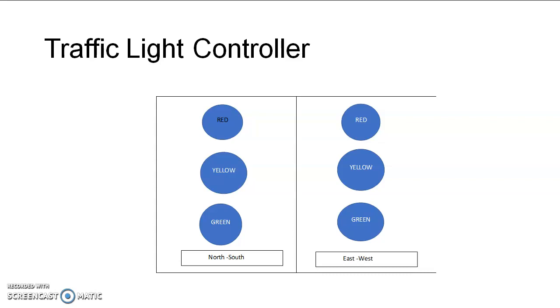Hi, I am Deepa. Today I am going to discuss one of the applications of finite state machine, that is traffic light controller. Here two conditions are considered. One is north-south and the other one is east-west. Three signals are there in a traffic light, as you all know: red, yellow and green. Red represents stop, yellow represents ready, green represents go.